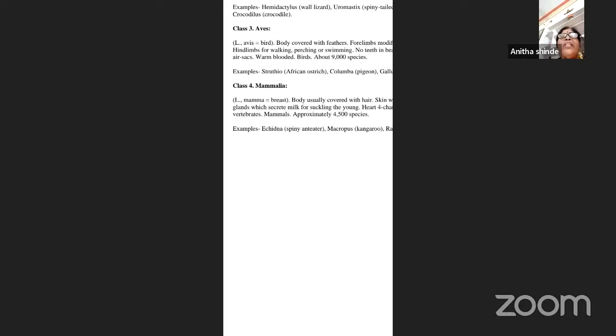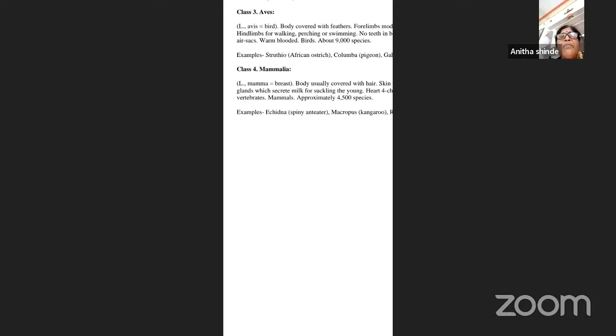And the last one, class 4, is called Mammalia. Mamma means breast, so mammalians are the organisms having the breast. The body is usually covered with hair, and the skin has various glands. Female has mammary glands, which secrete milk for suckling the babies.